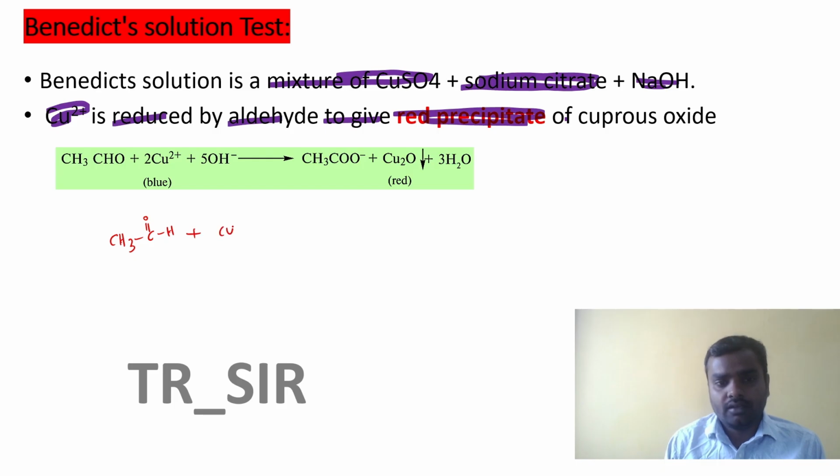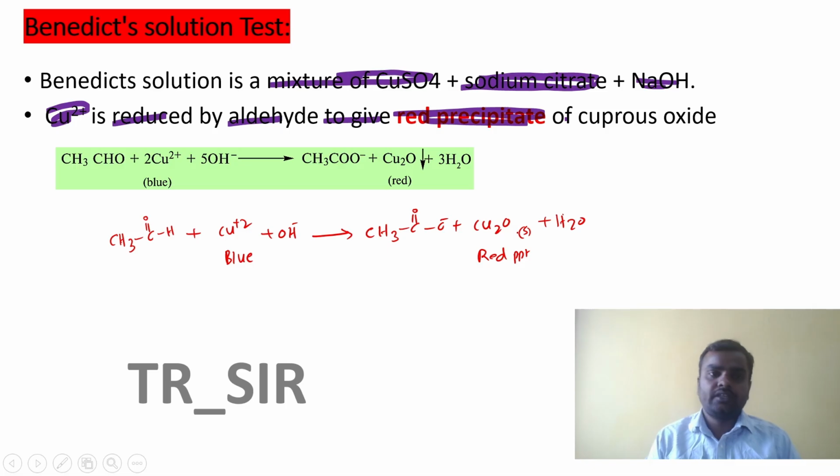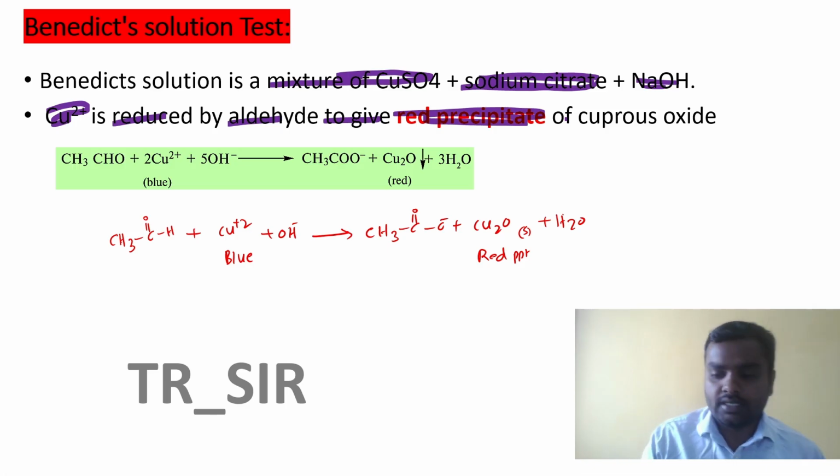Now when you take Cu2+, it is blue in color. When you treat it with the alkaline base, it forms CH3, C double bond O, O negative, plus Cu2O, cuprous oxide. It is a solid, right? A red precipitate will form, plus water will be produced. So this is the identification or oxidation of aldehydes.